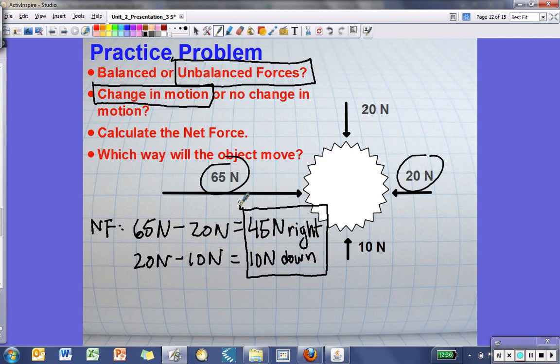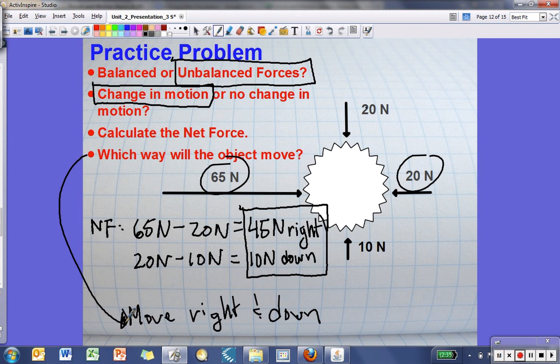So I actually have 2 answers to that. I have to have an up and down component and a left and right component. So when it says which way will the object move, it's going to move right and down. How do I know that? Because I said it right here. When I calculate my net force, that tells me which direction it's going to go. It's going to move downwards and it's going to move right. And that's my answer to that question right there. So that's how you do force arrow diagrams for things that go up, down, left, and right.